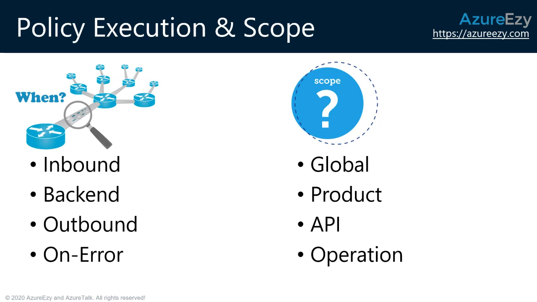Execution defines which part of the journey the policy is being applied to, and scope defines the hierarchy level where this policy sits: on the global level, on the product level, on the API level, or on the operation level.